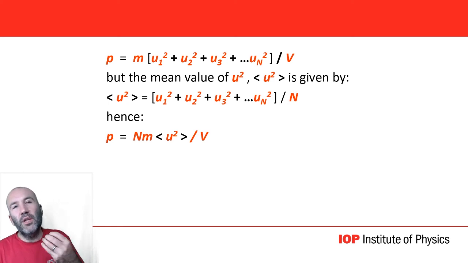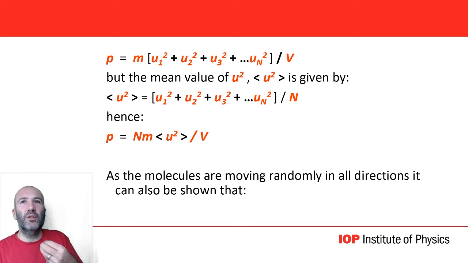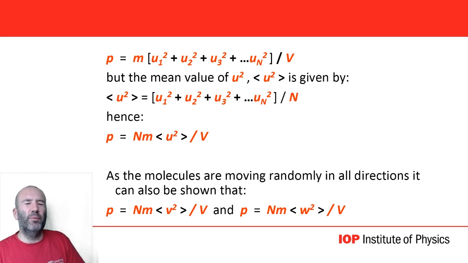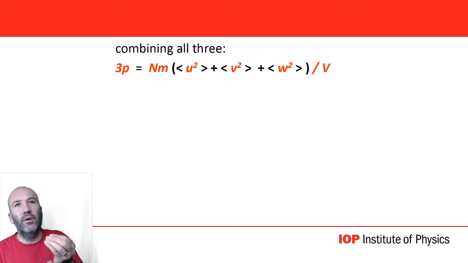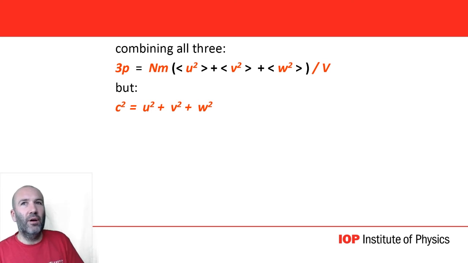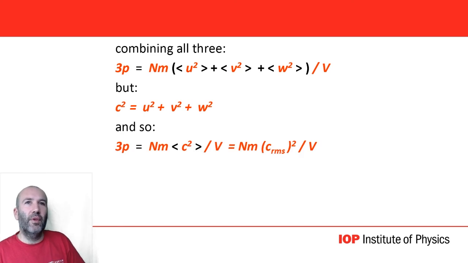Now, because they're moving randomly in all directions, I can also say that the same expression would be true for v, the direction in the y-axis, and w, the movement in the z-axis. So I've got the x, the y, and the z axes all together in 3 expressions. Let's combine those 3 expressions. So 3p is going to give me m plus the mean of all of those things over V. Calling back to earlier, I know that the mean square speed is u squared plus v squared plus w squared, and so I can say that the c RMS squared value is what I want in here.